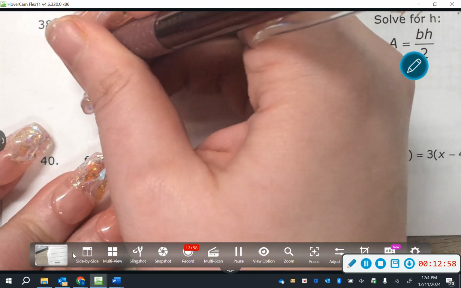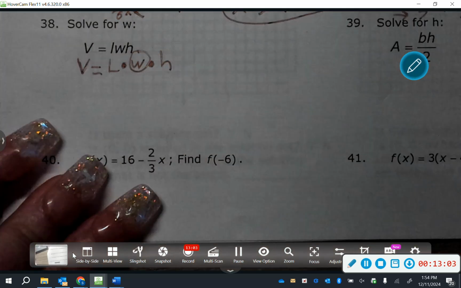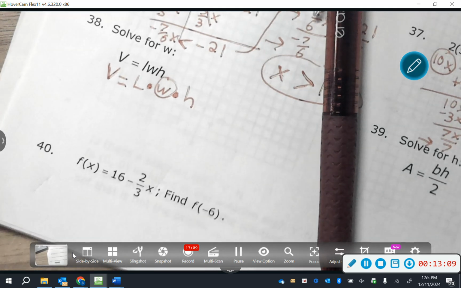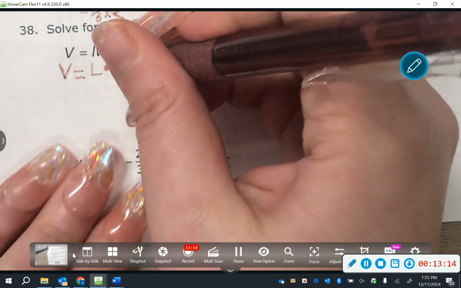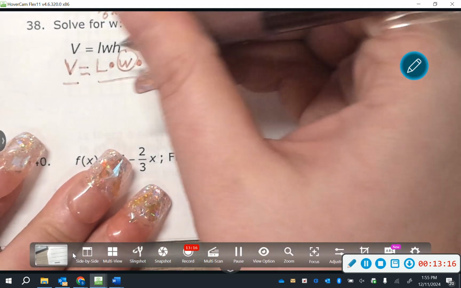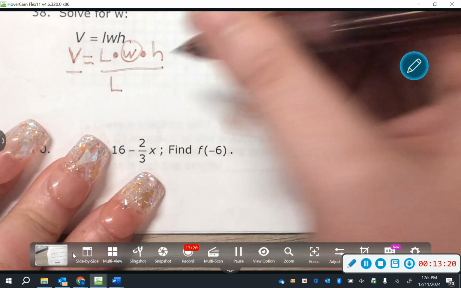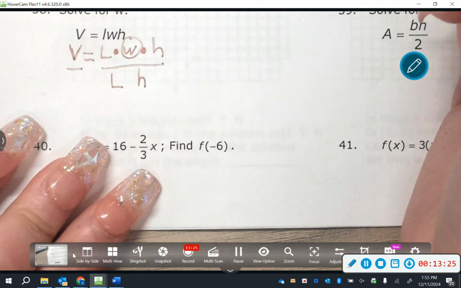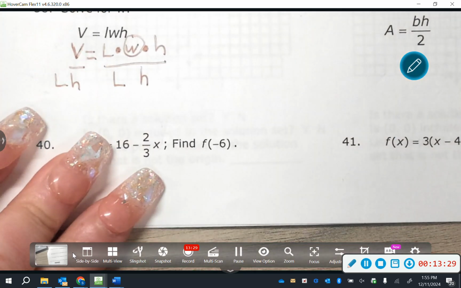We're going to do opposite operation. What's the opposite of multiplying something? Dividing something. Oh, there went the lights. Okay, so the opposite of multiplying something is dividing it. So we're going to divide both sides. I need to divide by L because the opposite of times L is divide by L. I also need to get rid of this H. The opposite of times H is dividing by H. And if I do it on one side, I have to do it on both sides.